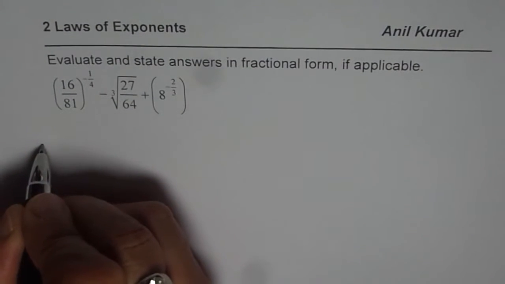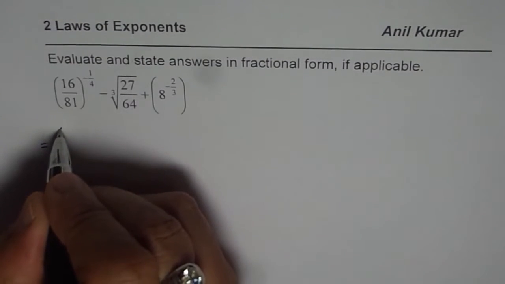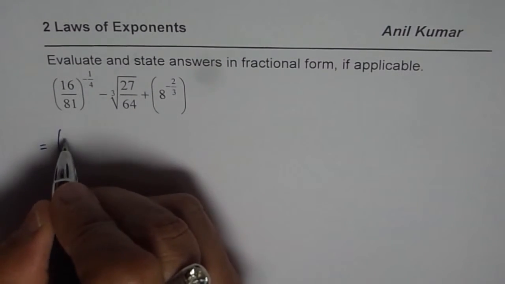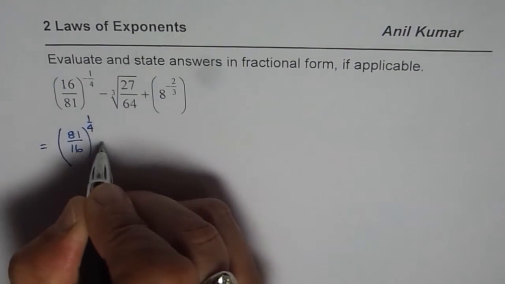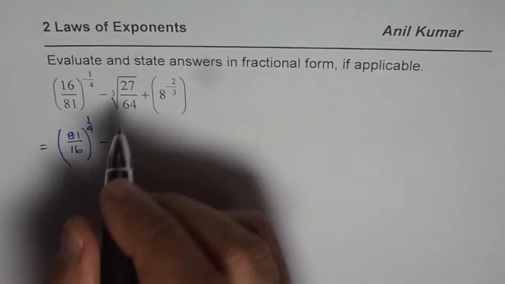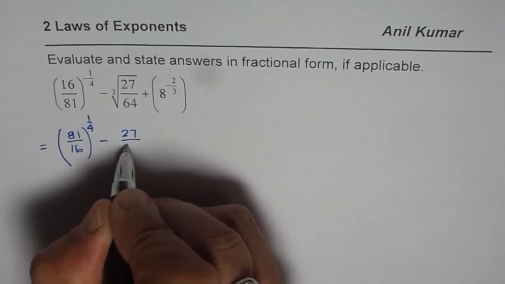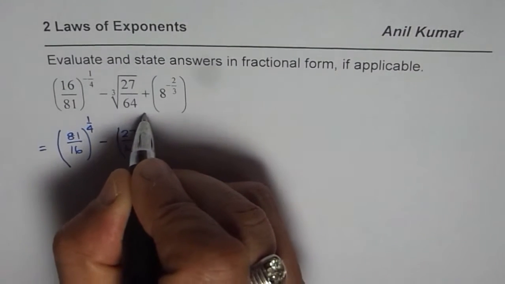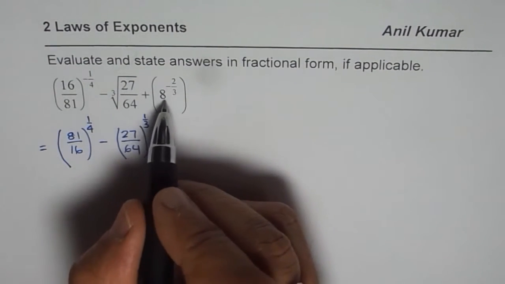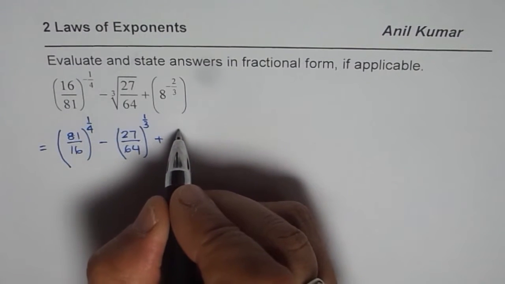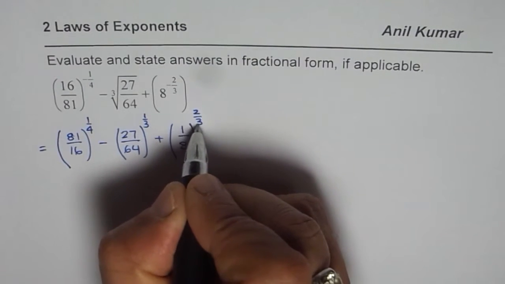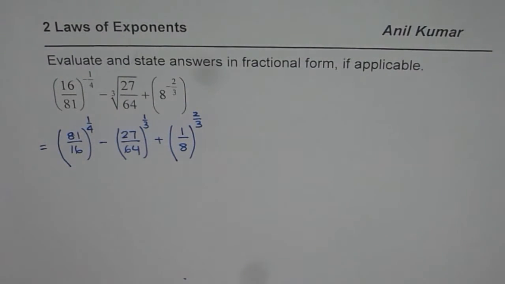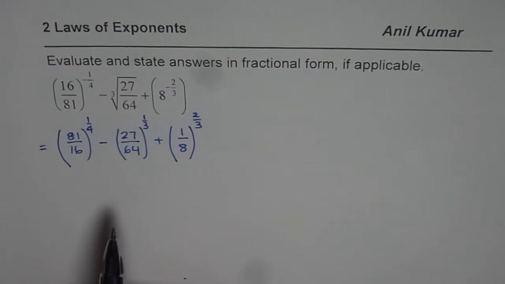So whenever you're solving such expressions, the first step should be to write it with positive exponents. It helps. So we'll write this as 81 over 16 to the power of 1 over 4, minus, let me write this also as a power, which is 27 over 64 to the power of 1 over 3. Now here we have 8 to the power of minus 2 over 3. So I'll write this as 1 over 8 to the power of 2 over 3. I hope the first step is absolutely clear. Now this is very important since I've seen students making mistake in the very first step.